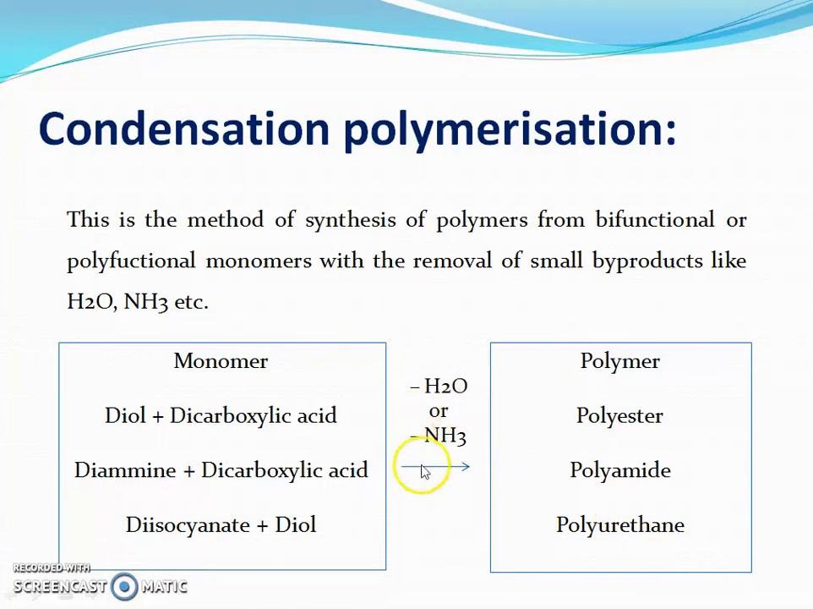Now the small molecules that are eliminated like H2O, NH3, etc. For the first case, that is diol and dicarboxylic acid, the H2O will be eliminated to form the polyester, and for diamine and dicarboxylic acid, ammonia molecule will be eliminated to form a polyamide, and so on.